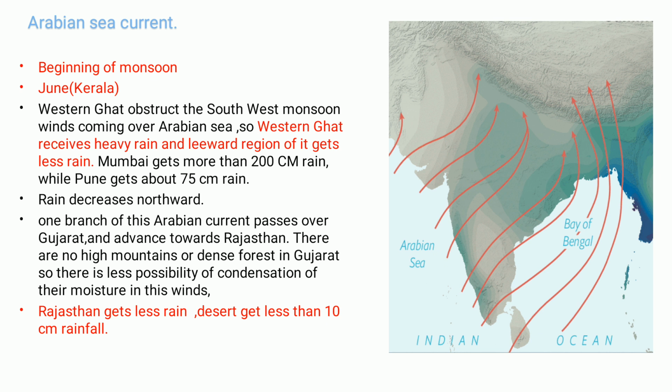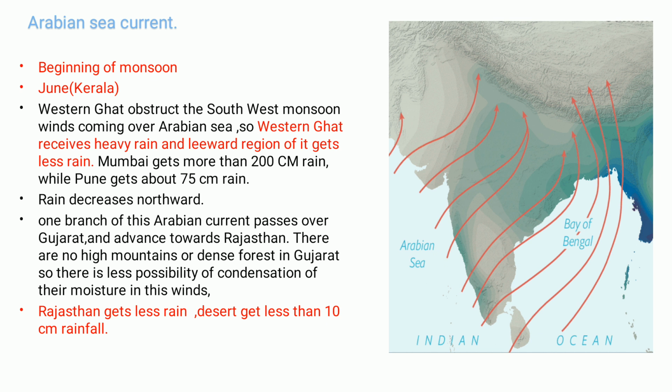Generally, the monsoon in India starts in the beginning of June in Kerala in South India. The Western Ghats obstruct the southwest monsoon winds coming over the Arabian Sea. We know the Western Ghats are located towards the west near the Arabian Sea, and as the winds blow over the Arabian Sea, they are obstructed by the Western Ghats, so this region gets maximum rain. When these winds cross the Western Ghats and reach the peninsular plateau, most of their moisture is reduced and hence the leeward region gets less rain.